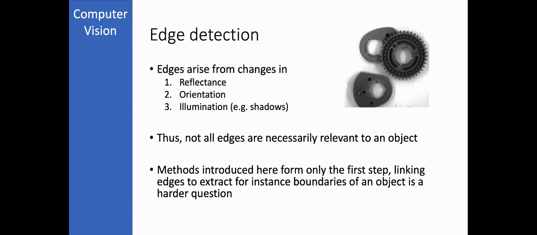Let's start our discussion with edge detection. Now, the edges arise from various changes in reflectance, orientation, illumination. So actually, not all edges are necessarily relevant to an object. The ones that are relevant to an object are really at the boundaries that can be created due to the reflectance properties of the different objects, the background and the foreground. The methods we introduce here form only the first step, basically identifying points that might be edges. But combining them to extract, for instance, boundaries of an object is a much harder question that we will talk a little bit about in the segmentation lecture.